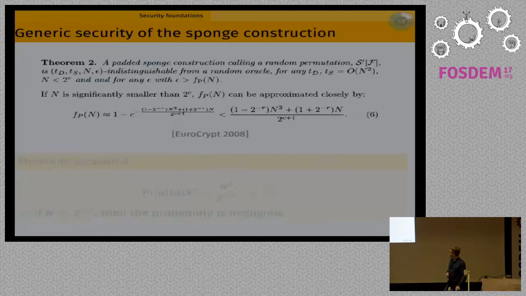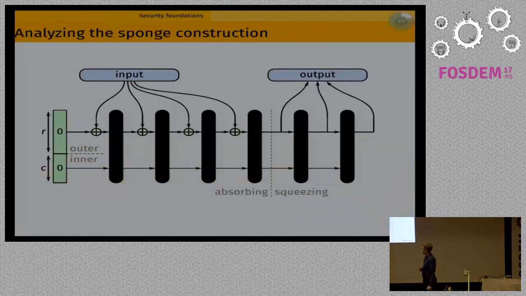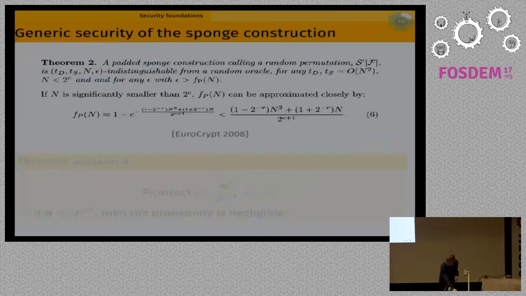And you can even derive some theorems. This is a theorem that we proved at Eurocrypt 2008. Don't worry, I'm going to explain what it means. So first, let me go back one slide. One important parameter of the sponge construction is the capacity, the value C that appears on the left side of this figure. It's the size of the part of the state that is not directly touched by the input or the output blocks. And the security highly depends on this value.